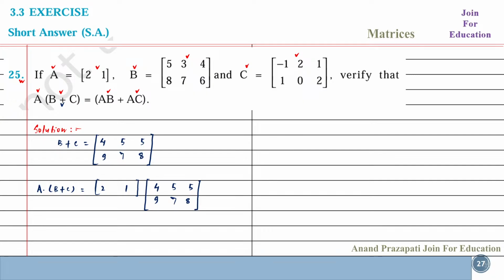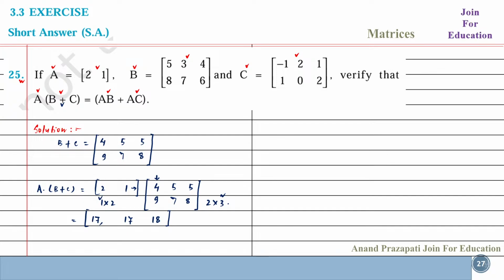The order of this one is 1 by 2, and the order of this one is 2 by 3. So the order of the product will be 1 by 3. So let's see here, first row, first column will be 2 into 4 equal to 8 plus 9, we directly write down here 17. 10 plus 7, 17. 10 plus 8, 18. So this is A into B plus C.